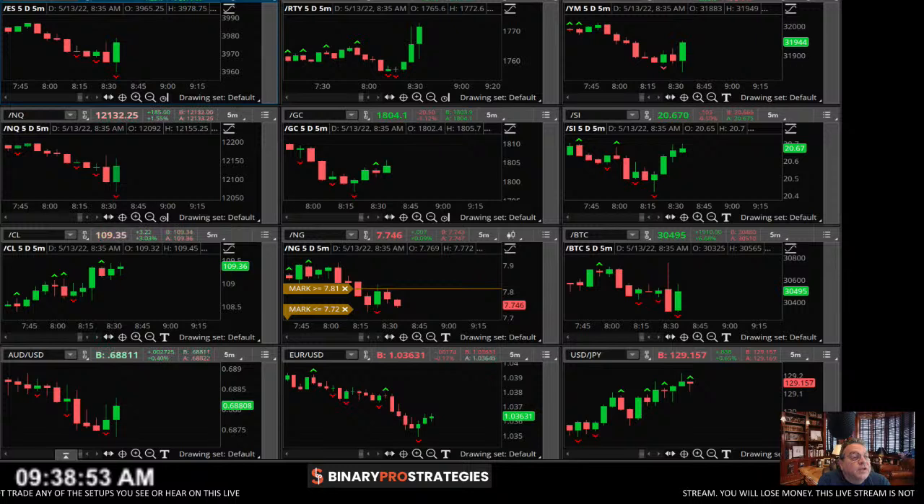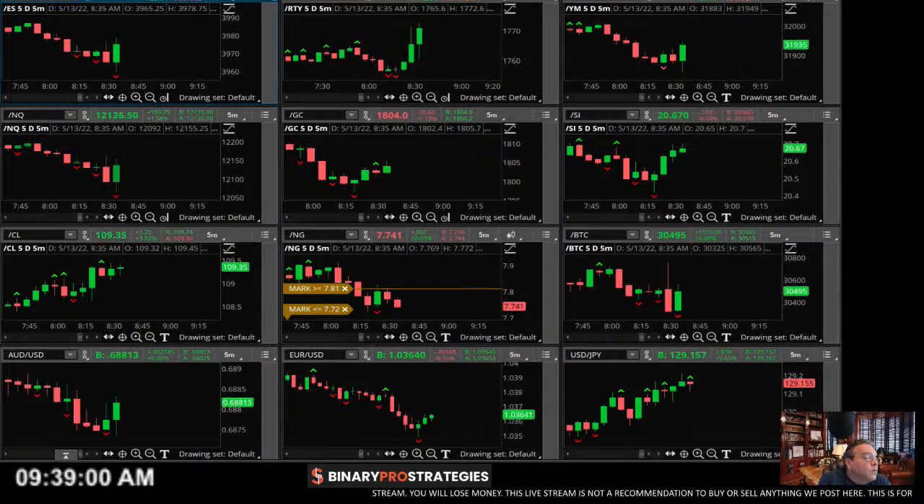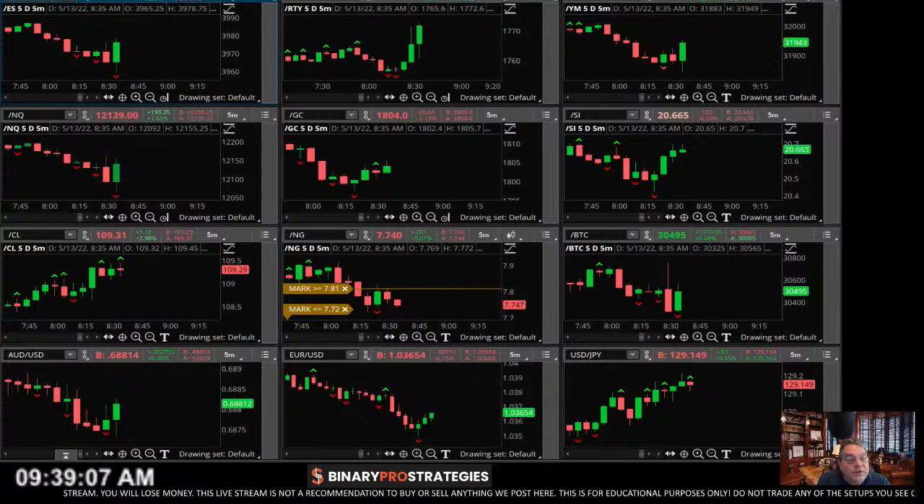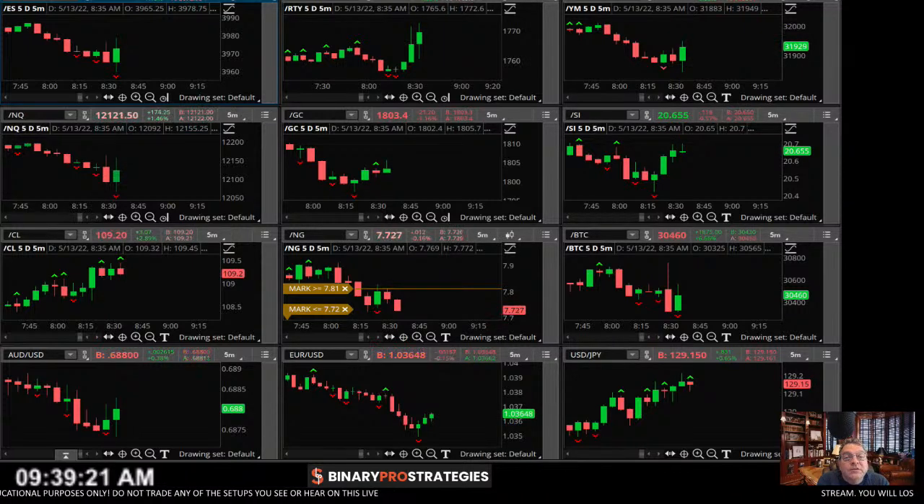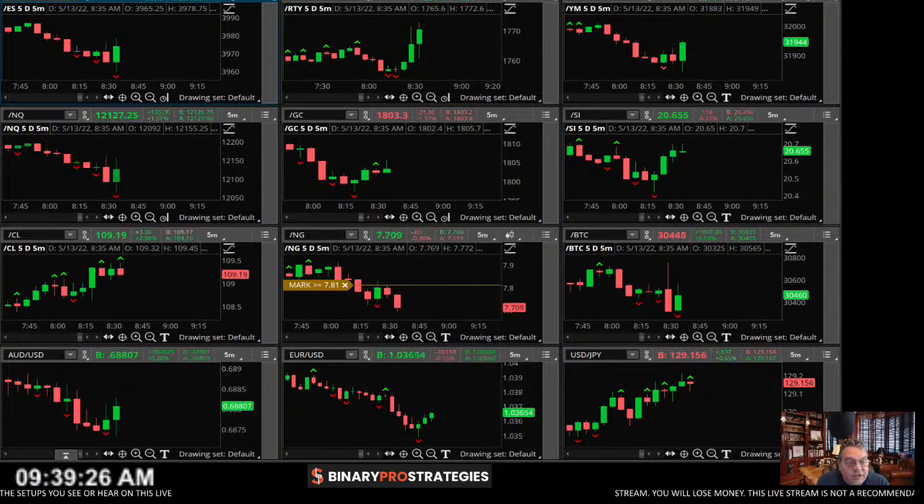Possible HF2 setting up on NQ on your mini NASDAQ. Possible HF1 setting up for a buy on YM, which is your mini Dow. Still short the natural gas. Target on natural gas is going to be 772. This is an HF1 short. Profit target hit. Gas just hit. Going to exit gas.